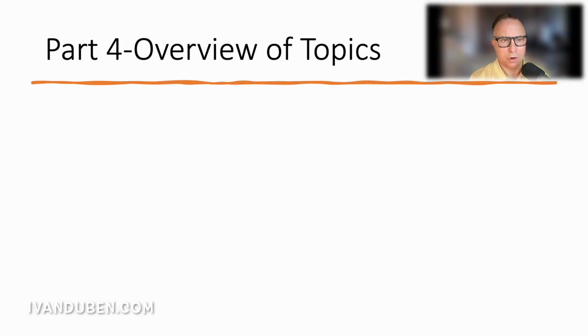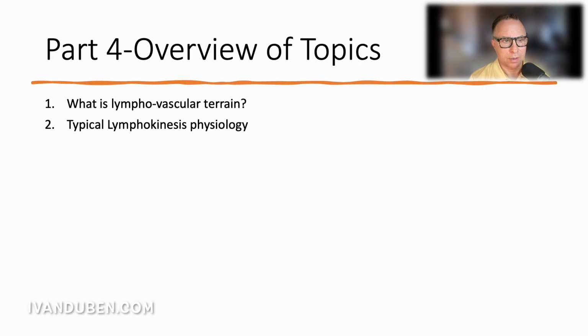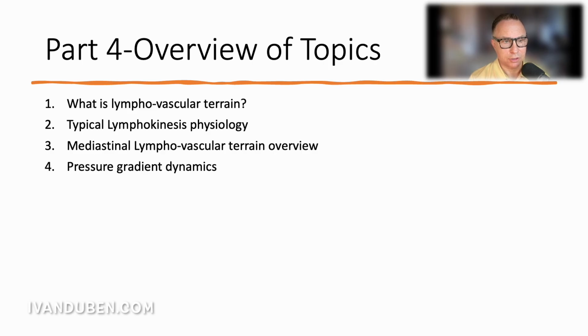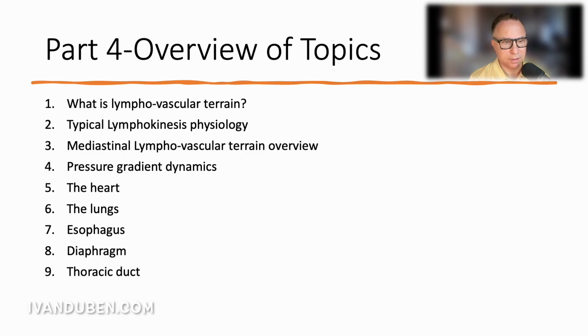The Part 4 overview of topics. Consistent with previous presentations, we're going to do a quick review of what is lymphovascular terrain. Then we'll talk about typical lymphokinesis physiology, and we'll look at a mediastinal lymphovascular terrain overview. We'll also discuss some pressure gradient dynamics. We will then dive in and look at the heart, the lungs, the esophagus, the diaphragm, the thoracic duct, and then at the end we'll look at clinical applications.